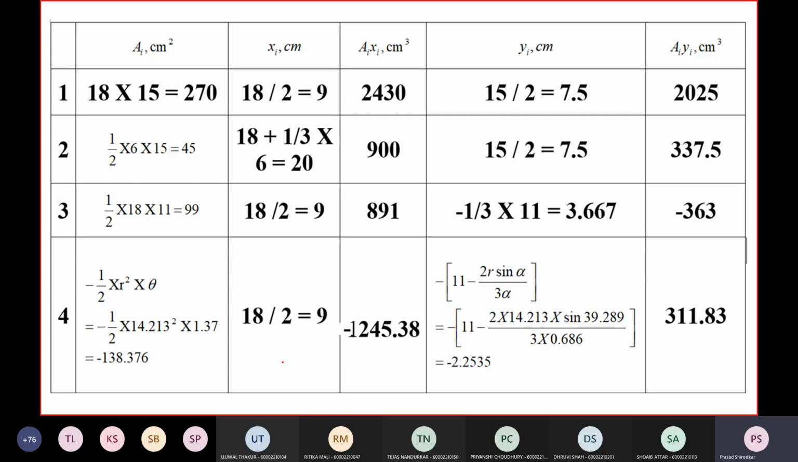Now calculate the centroid by calculating summation Ai first. Then calculate summation Ai xi and summation Ai yi. So x bar, as you know, is given as summation Ai xi divided by summation Ai, and y bar is summation Ai yi divided by summation Ai.